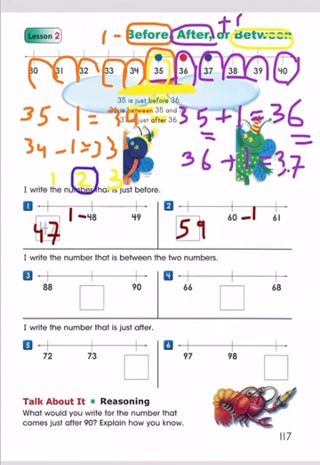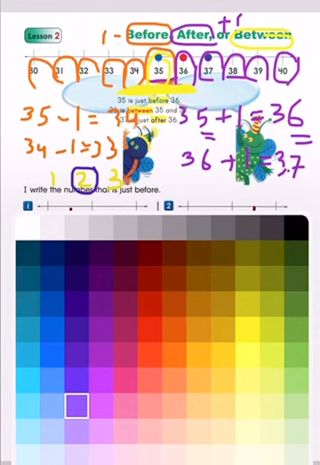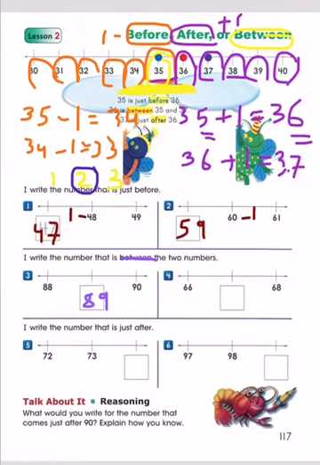We have another one, number 3. Write the number that's between the two numbers. It's about between. We have 88 and 90. Which number comes after 88? 88 plus 1 is equal to 89. So 89 is between 88 and 90. This is so easy.